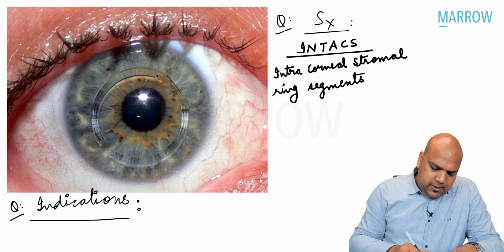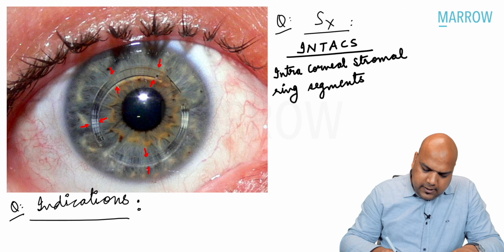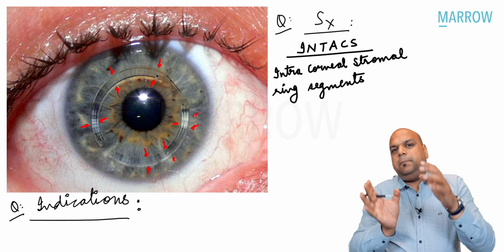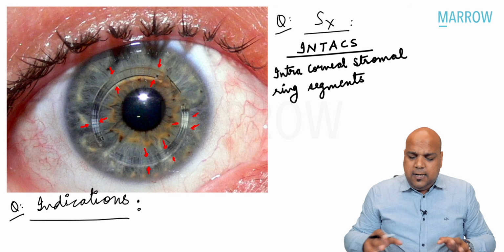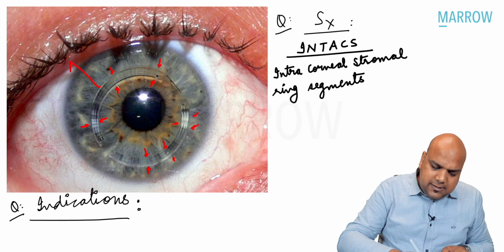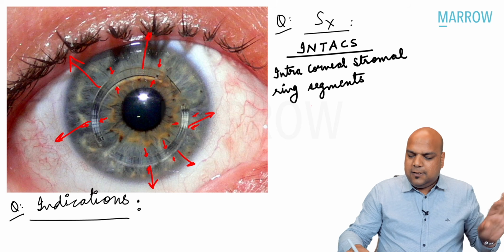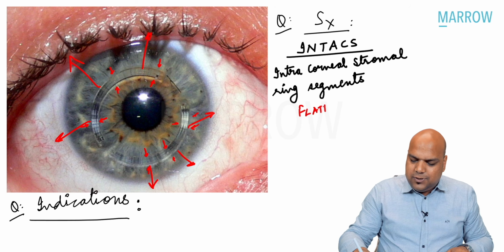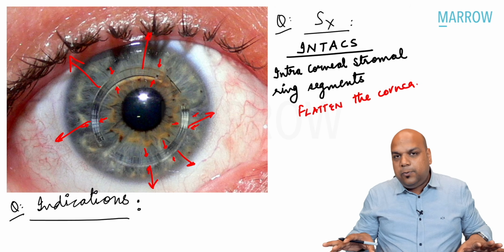Now, if we focus on the image, we will be able to see that there are ring segments between my arrows. This is the first ring segment, and this is the second ring segment, right? So two ring segments have been implanted inside the stroma of the cornea. Why inside the stroma? Because stroma is the thickest. And these basically stretch the cornea outside. So we are doing this surgery basically when we want to stretch the cornea or flatten the cornea, right? Intacs. I hope you're able to understand.